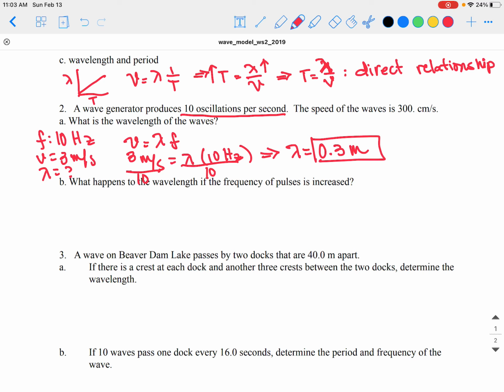What happens to the wavelength if the frequency of pulses is increased? We know that frequency is inversely proportional to wavelength. So if frequency increases, my wavelength decreases. Lambda decreases, which means waves get shorter.